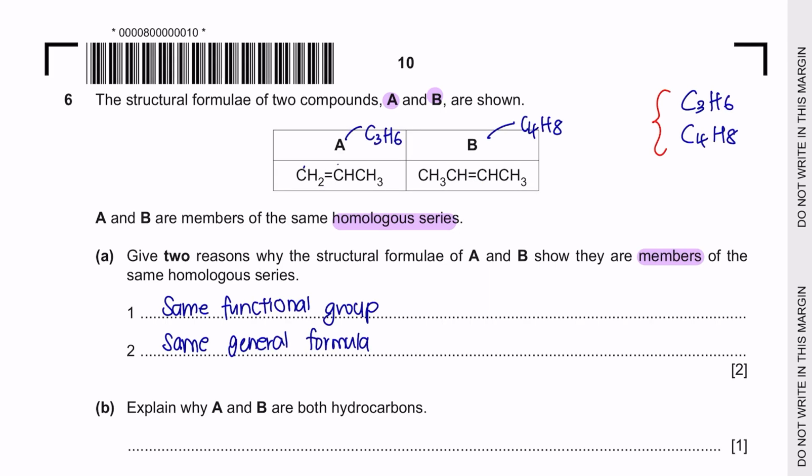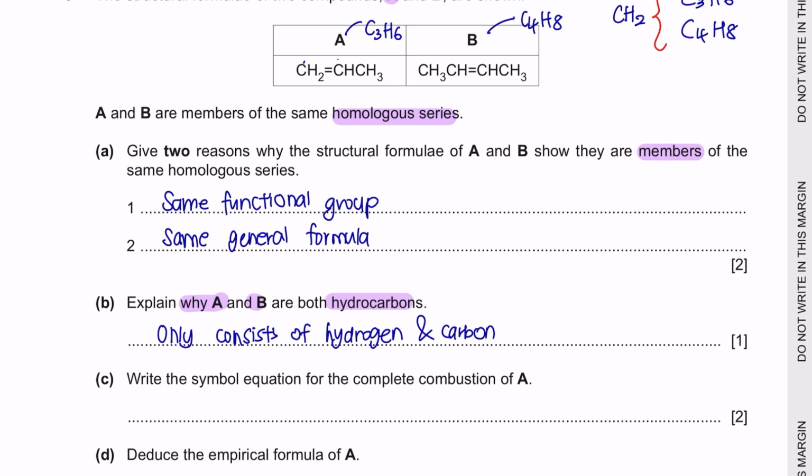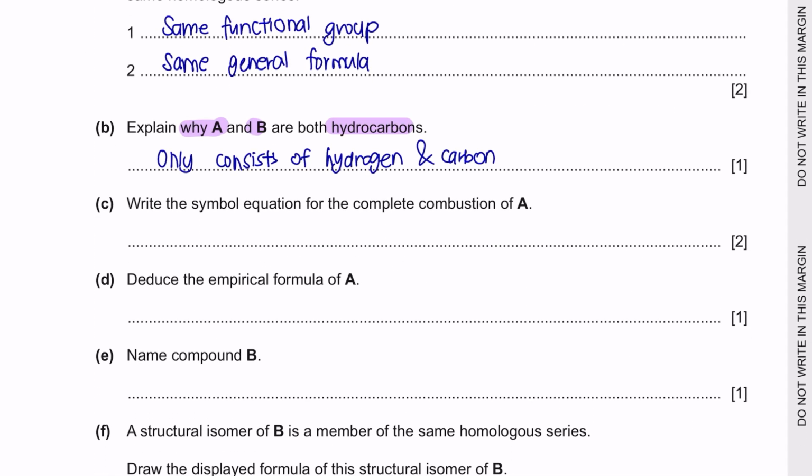Both of them simplified give us a general formula of CH2. For each carbon, there are 2 hydrogens. Hence they have the same general formula. Next question B. Explain why A and B are both hydrocarbons. Hydrocarbons means they only consist of hydrogen atoms and carbon atoms.